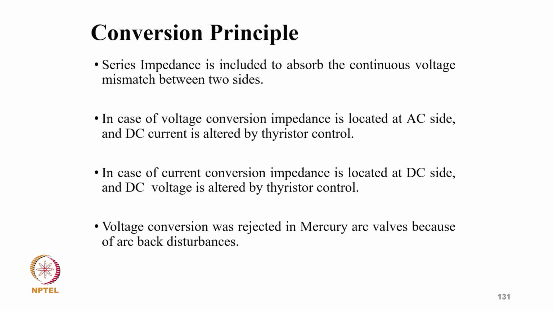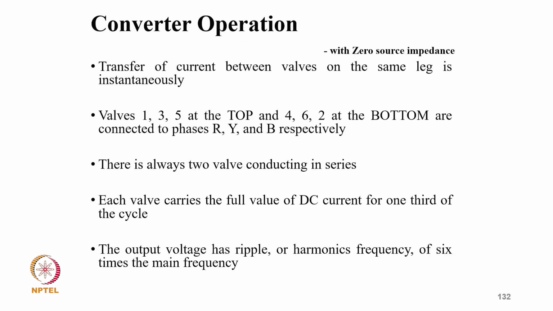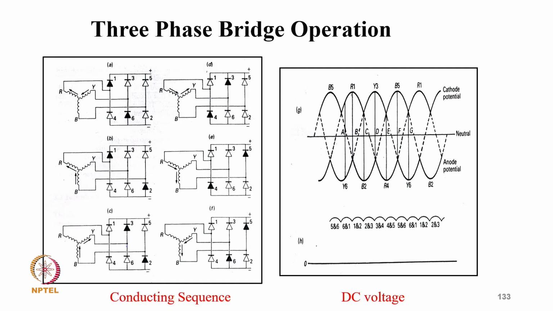Voltage conversion was rejected in mercury arc valves because of arc-back disturbances. With zero impedance, the transfer of current between valves on the same leg is instantaneous. So valves 1, 3, 5 on the top and 4, 6, 2 at the bottom are connected to the R, Y, B phases respectively, and there are always two valves conducting in series. Each valve carries the full DC current for one third of the cycle. The output voltage has a ripple or harmonic frequency of 6 times the main frequency.